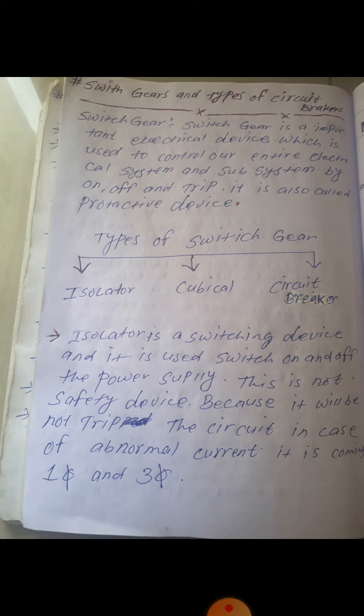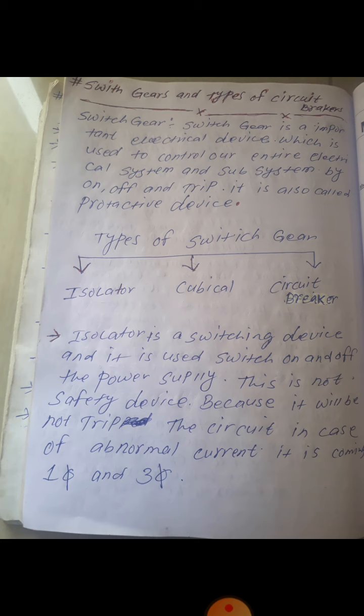In switch gear we have three types available. They are accelerator, cubicle, and circuit breaker. Three types: accelerator, cubicle, and circuit breaker.